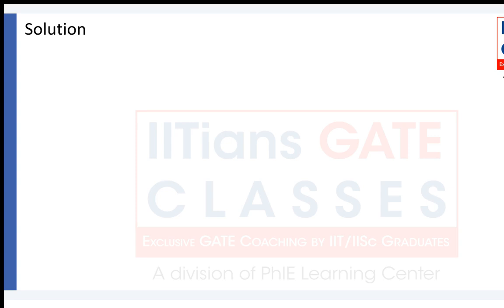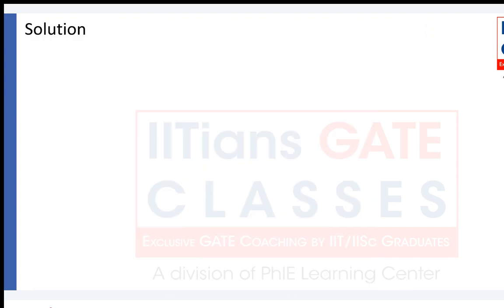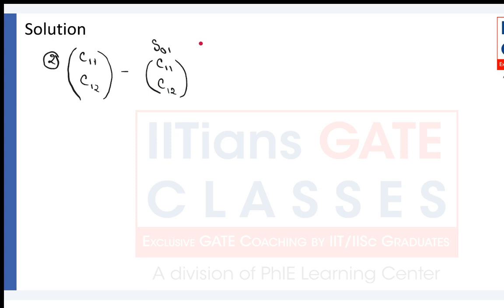So what I said was, I will just name this as the first query, this one as the second query, this one as the third query. Now the second query is very simple. It returns you the course numbers, which is C11, C12. Now minus, when the student number is S01, you are doing C11, C12. When the student number is S02, you are only doing with C11, right? Everyone, C11, right? Okay.